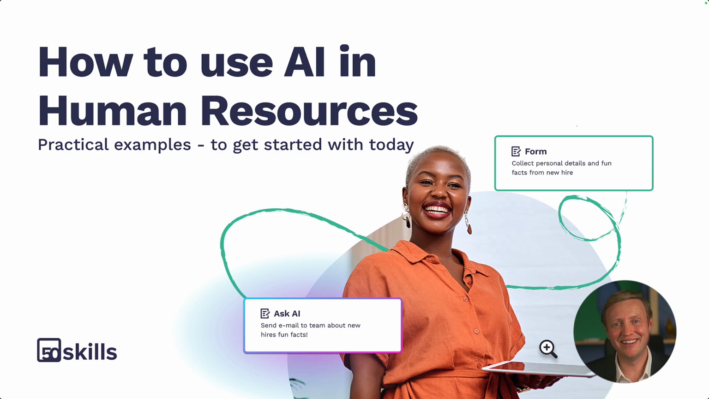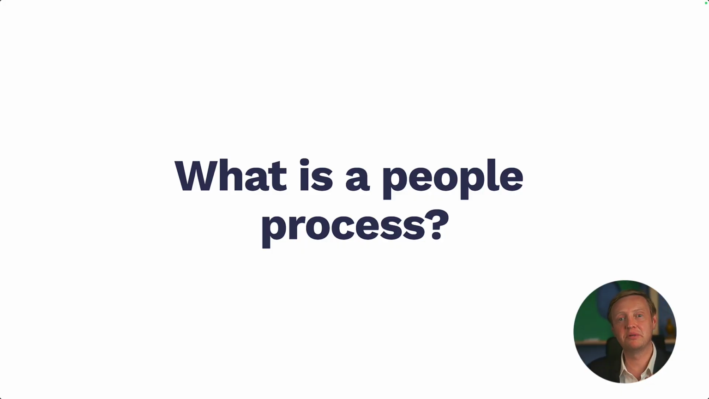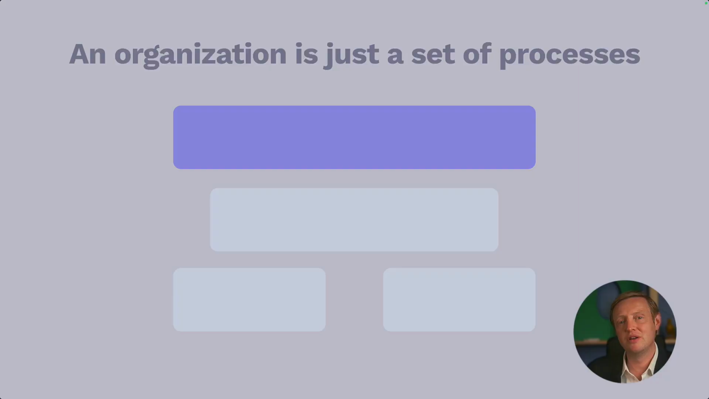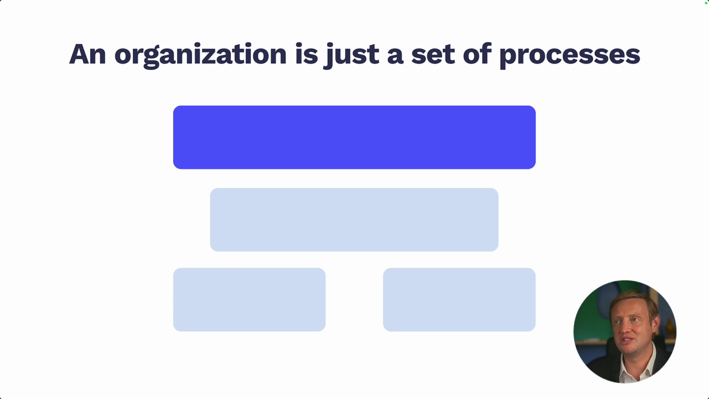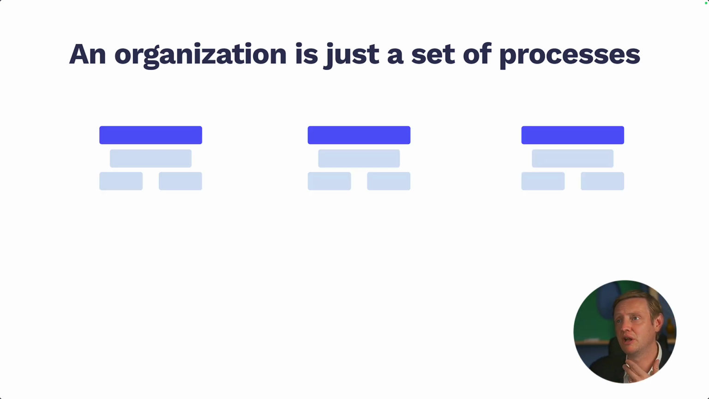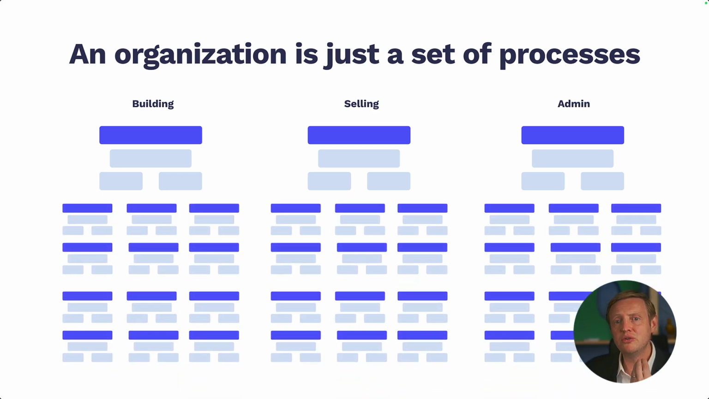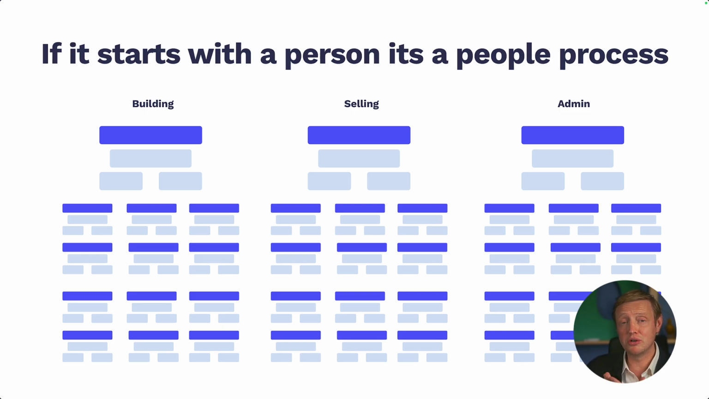How to use AI in human resources. Let's get into it. People process. Well, what is a people process? Well, if you look at any organization, it's just a set of different processes. And one way to think about it is to split it up in these three different categories. You need to build something, you need to sell it, and then there's admin. Under each section is a bunch of sub-processes. And if those processes start with a person, it is a people process.